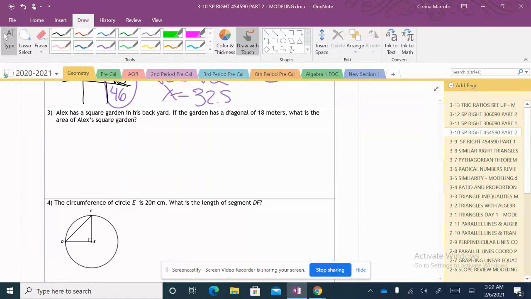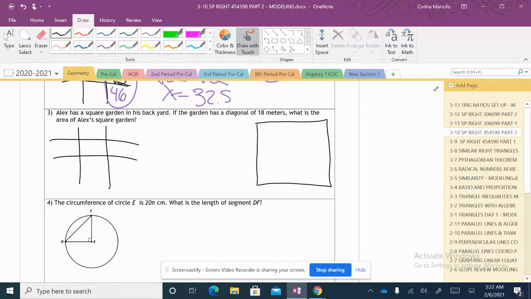On the next one, Alex has a square garden in his backyard. If the garden has a diagonal of 18 meters, what is the area of Alex's square garden? I'm going to make a picture. So this is a garden. It's a square. It says the diagonal, which is this one right here, is 18 meters. And they want us to find the area of the square.